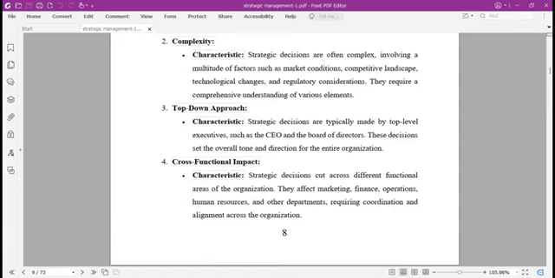You have the cross-functional impact. Here, strategic decisions cut across different functional areas of the organization. They affect marketing, finance, operations, human resources, and other departments, requiring coordination and alignment across the organization. Cross-functional. All the departments, units, coordinating departments, units.